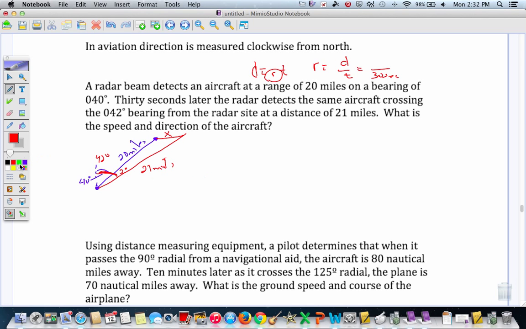Okay, so taking a look here, if this is 40 degrees and this is 42 degrees, the angle inside our triangle is 2 degrees. So once again, you should be able to note that we have two sides and the angle between those two, which allows us to use the law of cosines, or x squared equals 20 squared plus 21 squared minus 2 times 20 times 21 times the cosine of 2 degrees. And if we plug that in and take the square root of it, since we want to find x, we're going to get x to be about 1.23 miles.